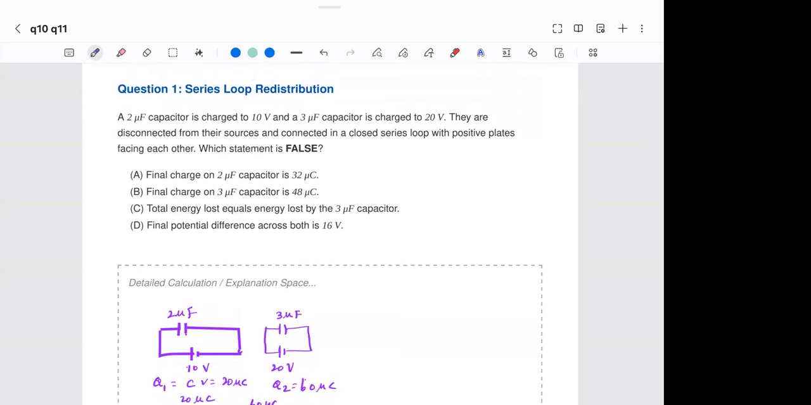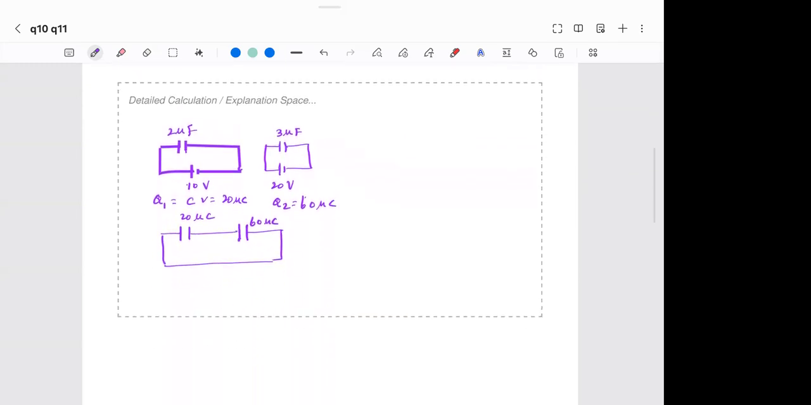Which of the statements is false? That is the question. This one is an isolated loop, right? It is not connected to any external battery. It is at higher potential. It is at lower potential. Charge flows. Since they are connected in a loop, charge flows from higher potential to lower potential.